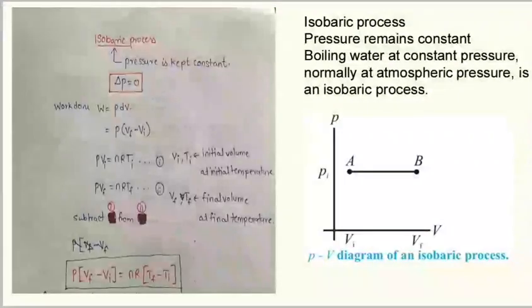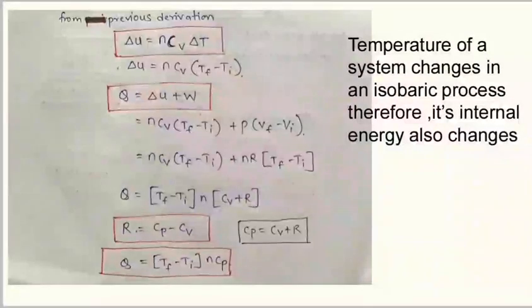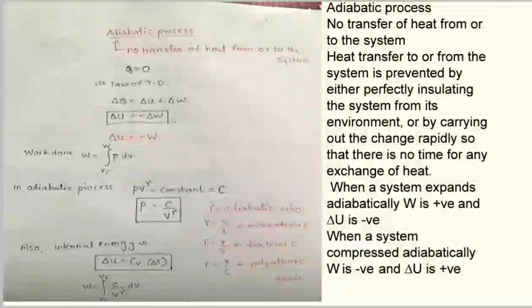So, in isobaric processes, work done is nothing but P(Vf minus Vi) or nR(Tf minus Ti), and its heat will be nCp(Tf minus Ti). Last is our adiabatic process. In adiabatic processes, there is no transfer of heat from or to the system.